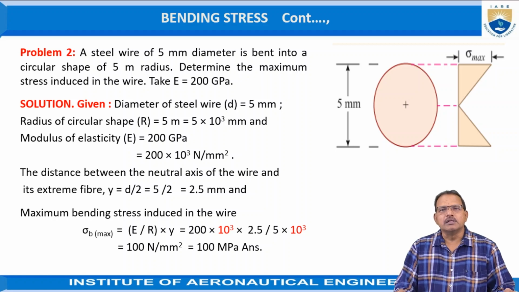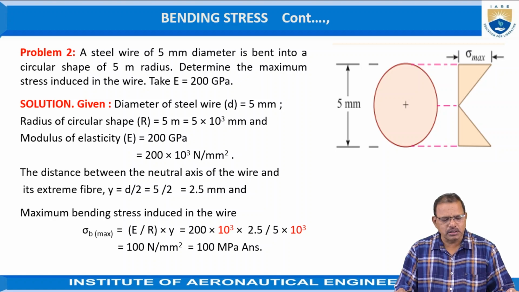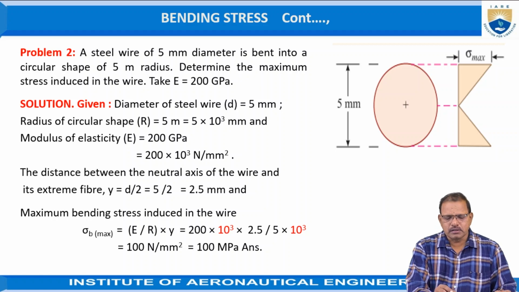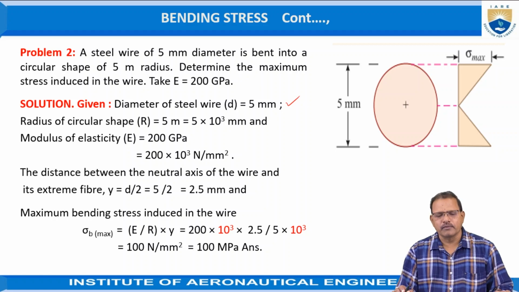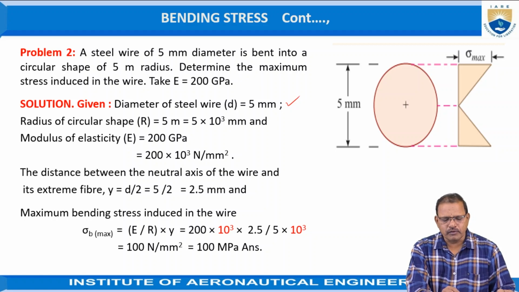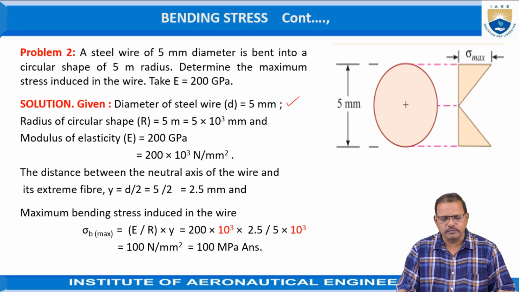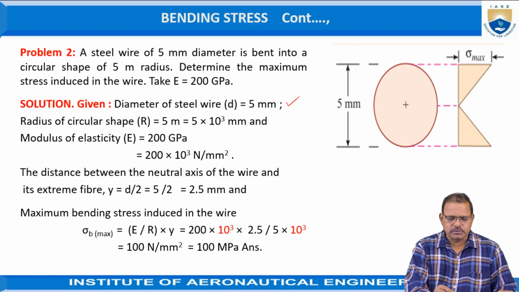Problem number 2. A steel wire of 5 mm diameter is bent into a circular shape of 5 meter radius. Determine the maximum stress induced in the wire. Take E is equal to 200 gigapascal. The diameter of the wire is given as 5 mm. Radius of the circular shape, capital R, is equal to 5 meters. When converting into mm, 5 into 10 to the power of 3 mm. Modulus of elasticity is equal to 200 gigapascal, that is 200 into 10 to the power of 3 Newton per mm square.